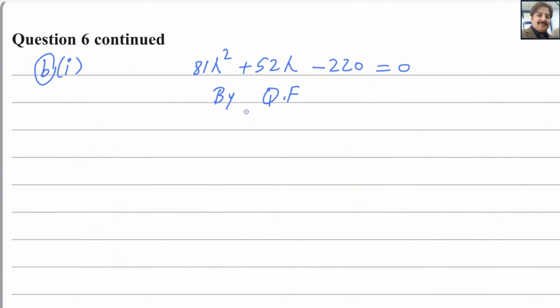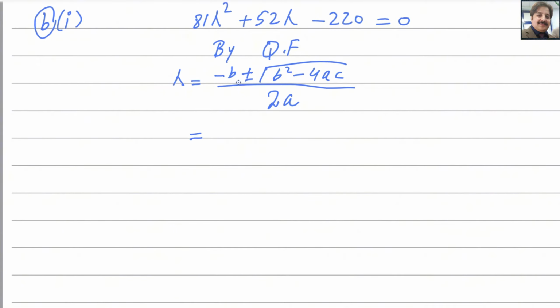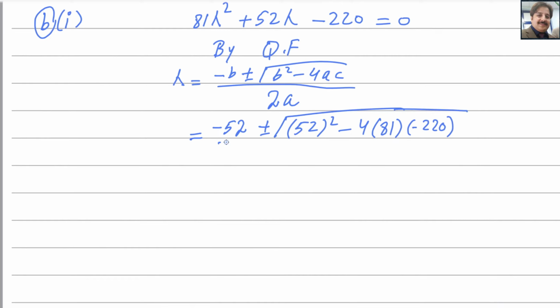Quadratic formula works for everything. You can apply this one and you can get the result. Let me write the formula: x equals minus b plus minus square root of b square minus 4ac, divided by 2a. Just plug in the values here. B is 52, so it will be minus 52 plus minus square root of 52 square minus 4, A is 81 and C is minus 220, divided by 2A, 2 times 81.